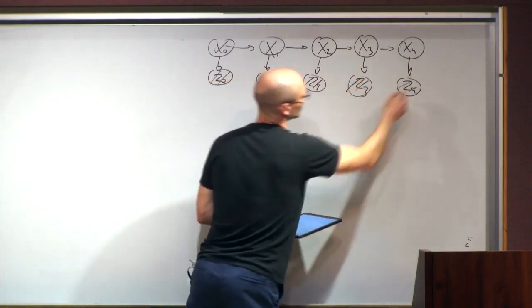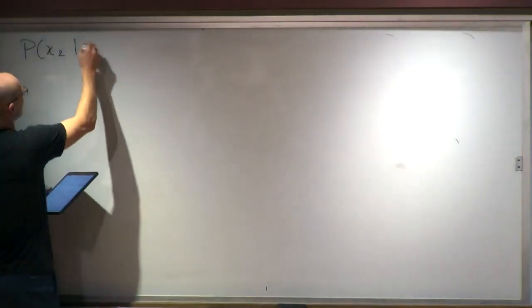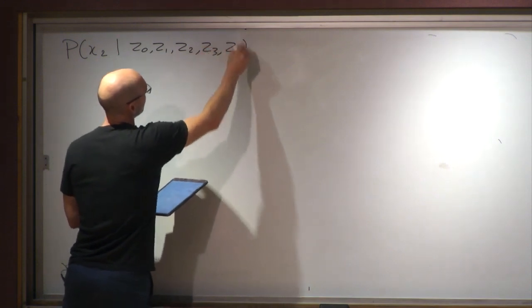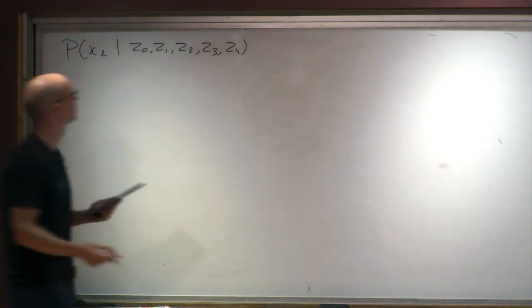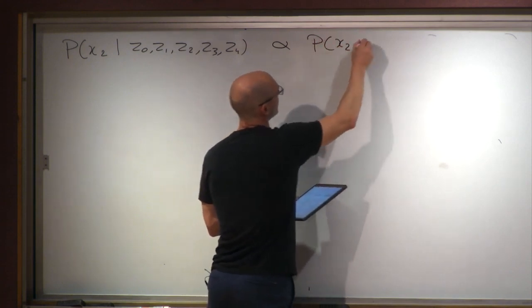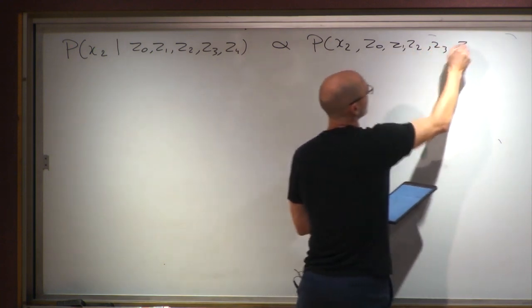This is something you can do after the fact analysis. What happened to my system now that I have all the information available? So the quantity we're after is p(x2 given z0, z1, z2, z3, z4). Now again, we know this is proportional to the joint between all these variables, x2, comma, z0, z1, z2, z3, z4.